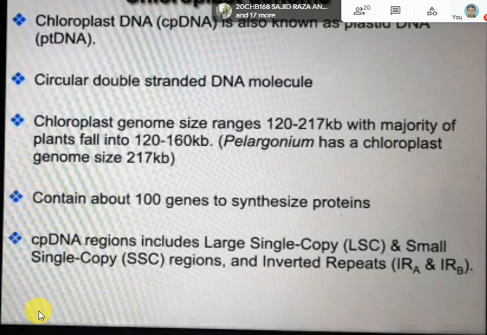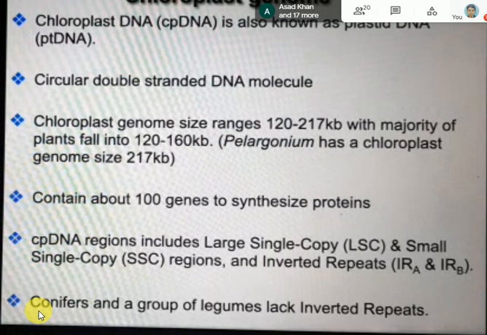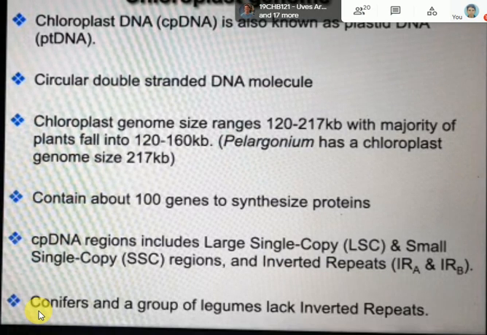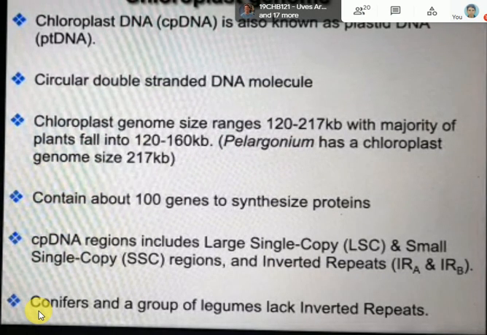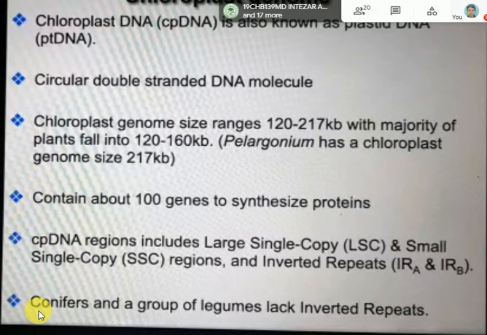Then inverted repeats were there. That is called IRA and IRB. Conifers and the group of the legumes lack these inverted repeats. So in the intermediate plants, called gymnosperms, these kinds of things were not found.